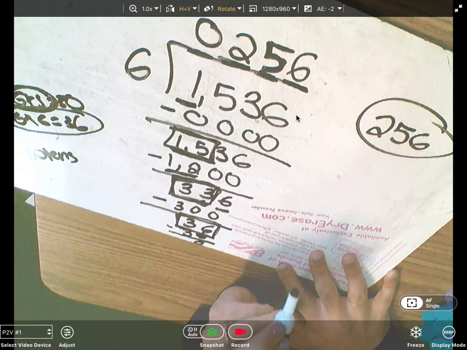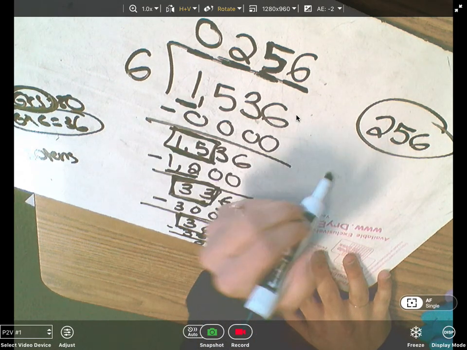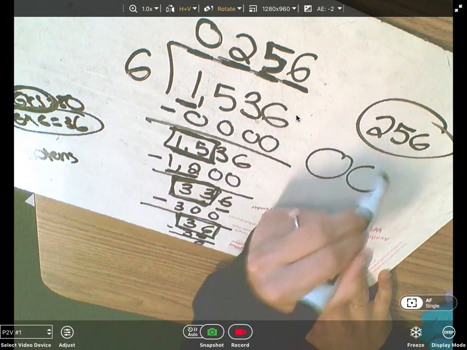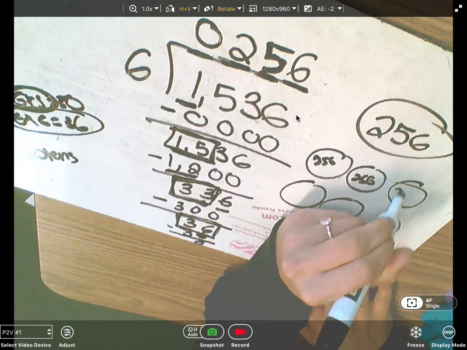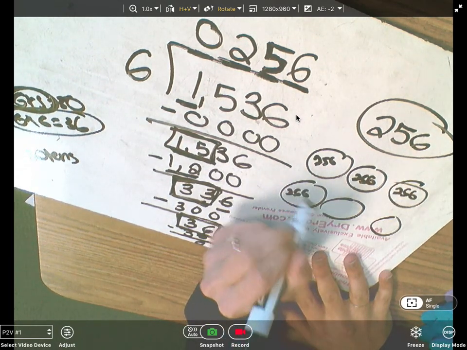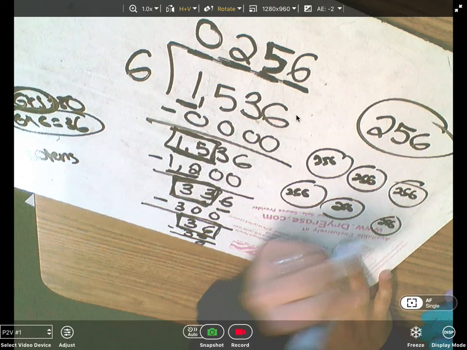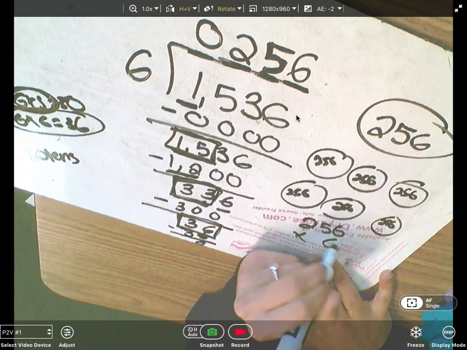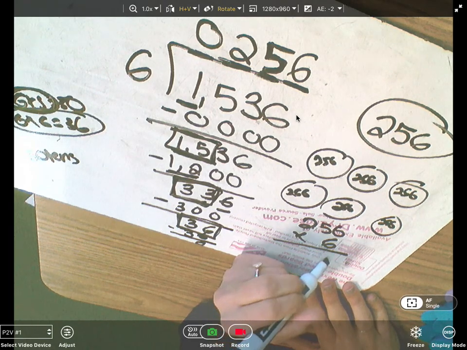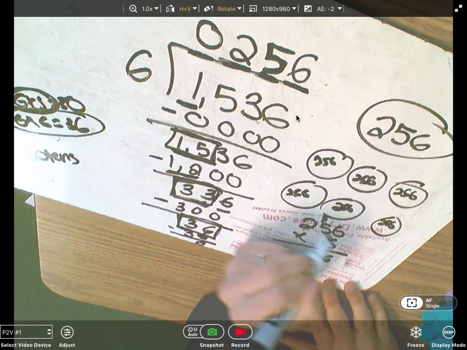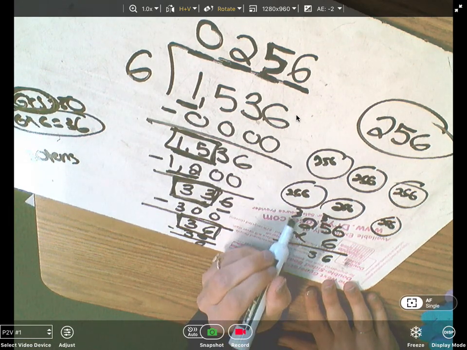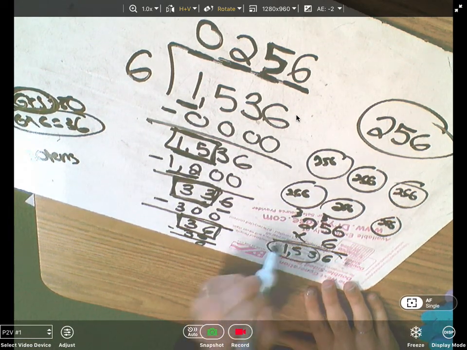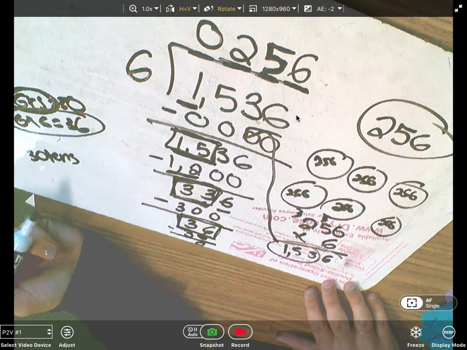And I can check to see if that's right. If I take my 256, I'm picturing I have 6 groups, 1, 2, 3, 4, 5, 6, and I have 256 in each one. I can do 256 times 6 to see if I get my answer. 6 times 6 ones is 36. 6 times 5 is 30 plus 3 is 33. 6 times 2 is 12, 13, 14, 15. And look, I still have my same original number that I started with.